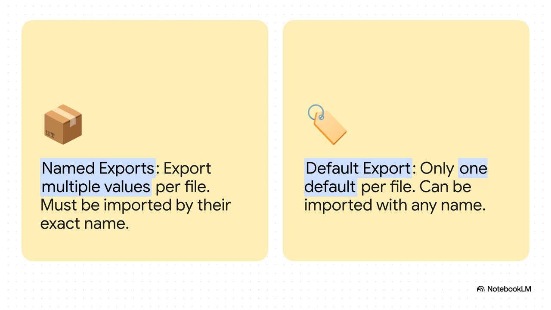So you've got two main flavors of export, named and default. With named exports, you can stick a bunch of different tools on a shelf from one file. Like, imagine a utils.js file that exports a greet function and an API key variable. But a default export, that's like saying, hey, this file has one main thing it does, like exporting a user class. So remember, you can have a ton of named exports, but only ever one default per file.